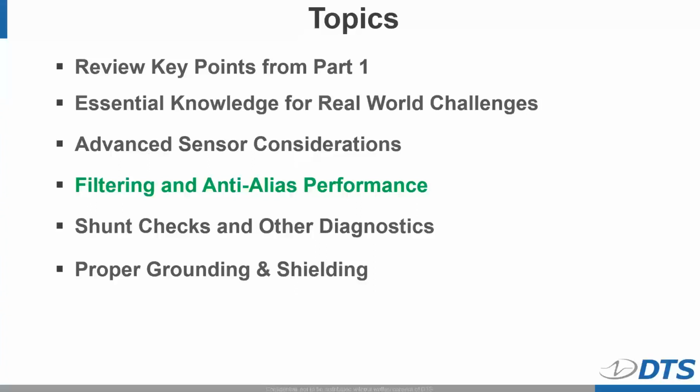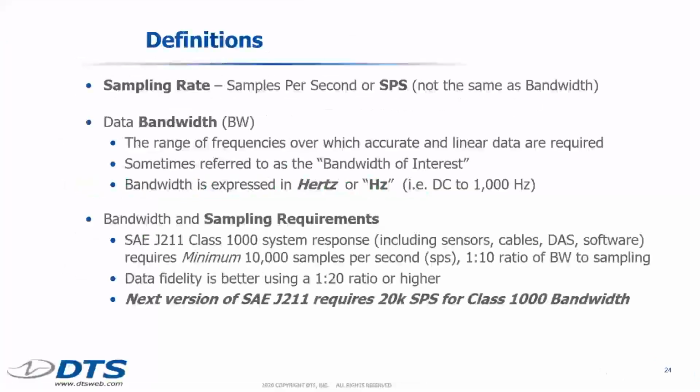And this can be very important in making measurements in a shock and vibration environment. So on to filtering and anti-alias performance. This is a fairly large topic. We touched on it briefly in part 1, but we're going to cover some of the deeper details. But before we do that, it's important that we have our definitions of some key terms.